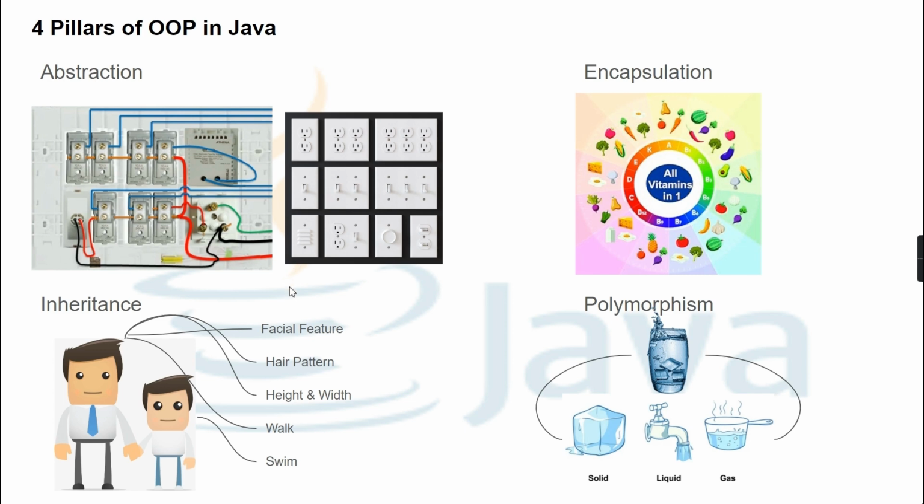Now the third part is inheritance. Inheritance means inheriting the properties, like the data members and methods, from the parent class. Suppose we talk about the case of a dad and a child. A child inherits a lot of properties from their parents, in this case from their dad. Suppose this child inherits the facial features from his dad, hair pattern from his dad, height and width from his dad, and he's also able to walk like his dad. But the child can also have some additional properties, like this child is able to swim where his dad is not able to swim.